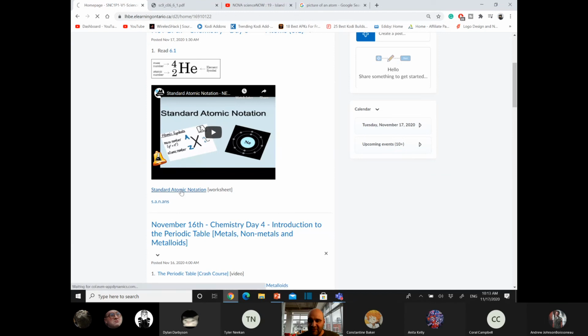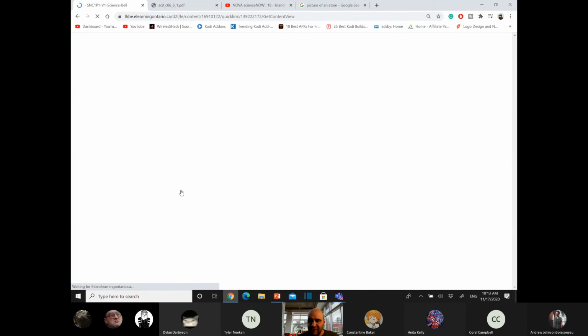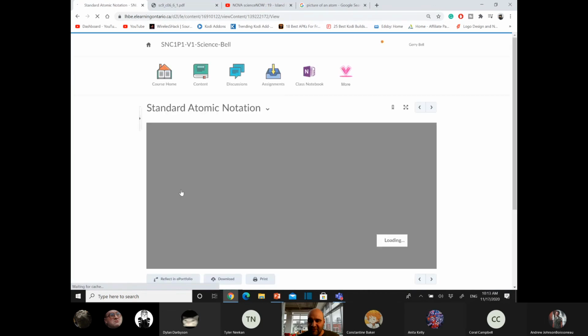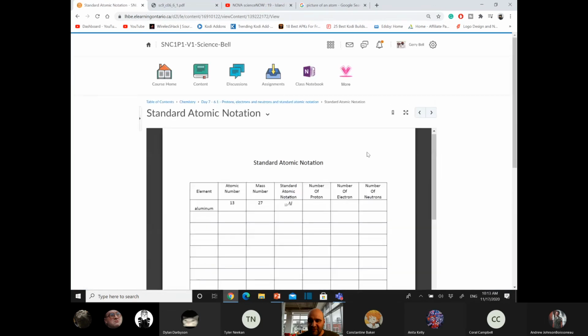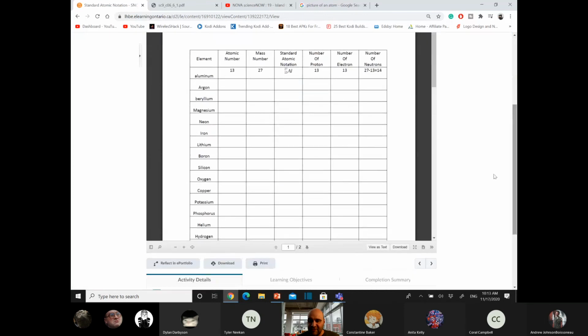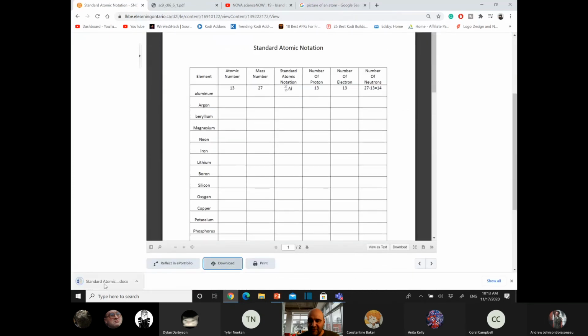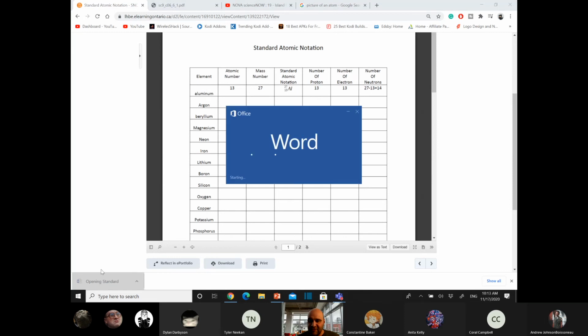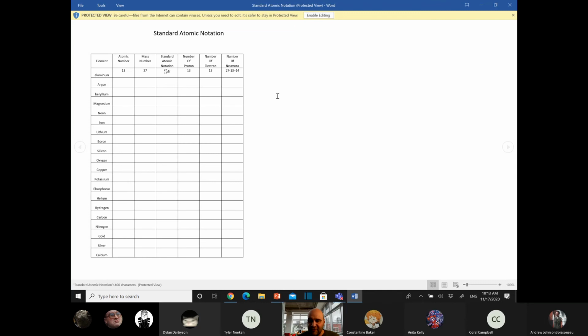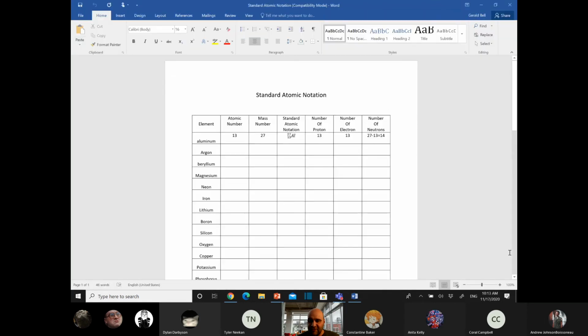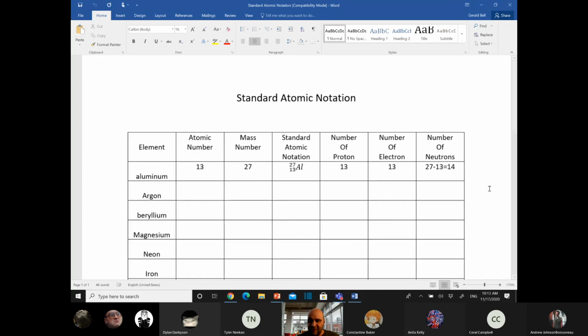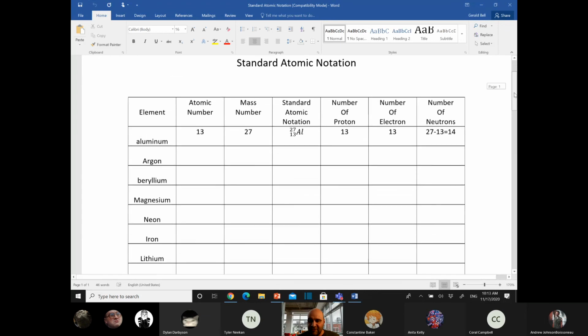So let's open up the standard atomic notation worksheet. There are multiple ways to do this. You can download it, you can open it, you can write it on paper, whatever works for you. I don't know what works best. Because I have this fancy pen that I can write on things, maybe it's not a bad idea if I was you guys to write on it and save it with me writing on it.